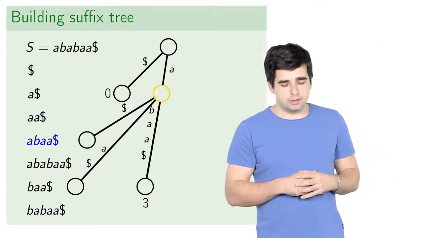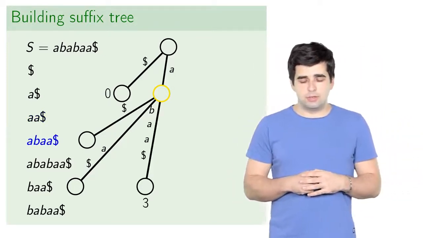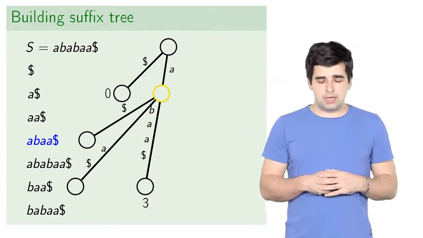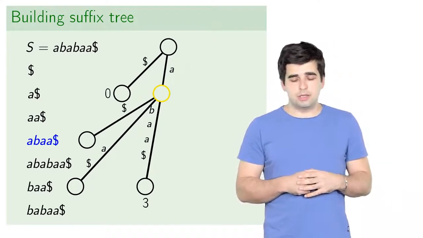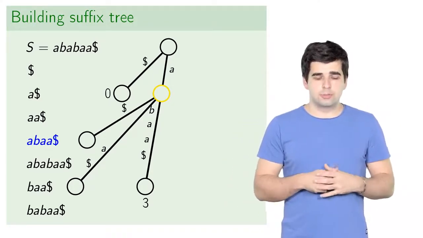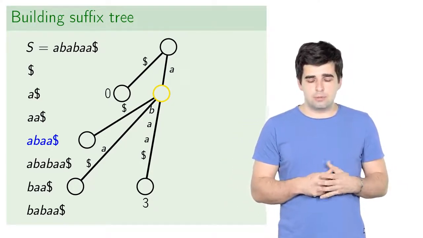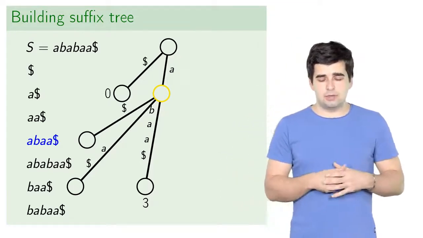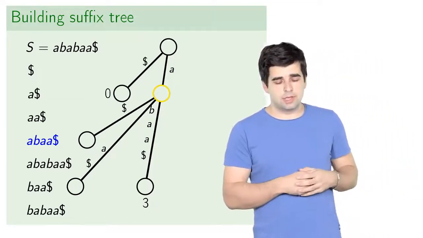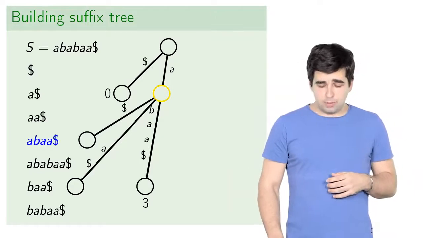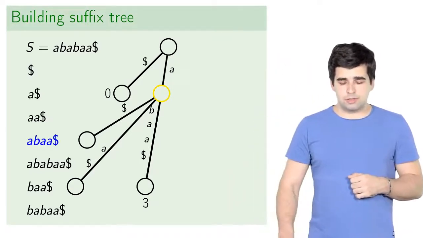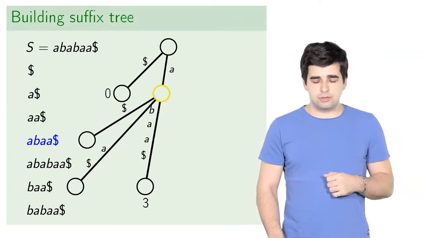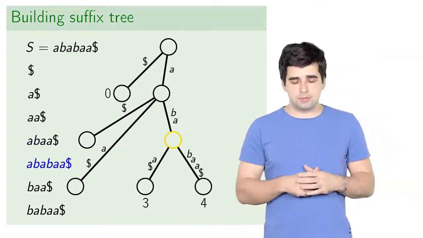So we create a leaf node for the new suffix $, and we connect it with the yellow node, which corresponds to the longest common prefix with the previous suffix, with an edge where we write $, everything that is left in the suffix. When we consider the next suffix, the longest common prefix with the current one is of length 3, so we will need to subdivide the edge again, and this is what we get.